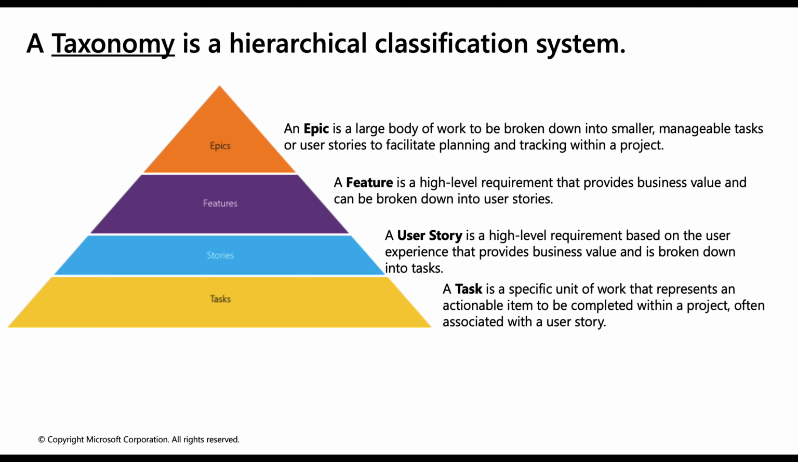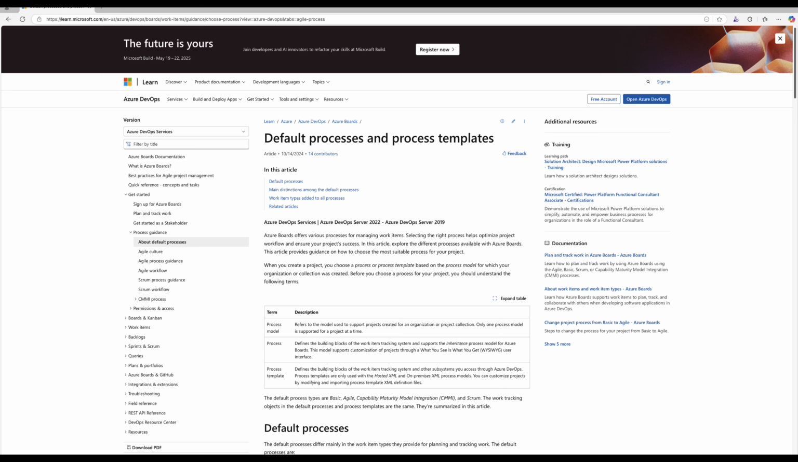So this hierarchical structure, the epic, feature, user story, and task, is key to maintaining a consistent flow of value to the customer. More importantly, it ensures team alignment and clarity on day-to-day execution across development, testing, and delivery. Now, Microsoft Azure DevOps supports several predefined process models, each with its own set of work item types.